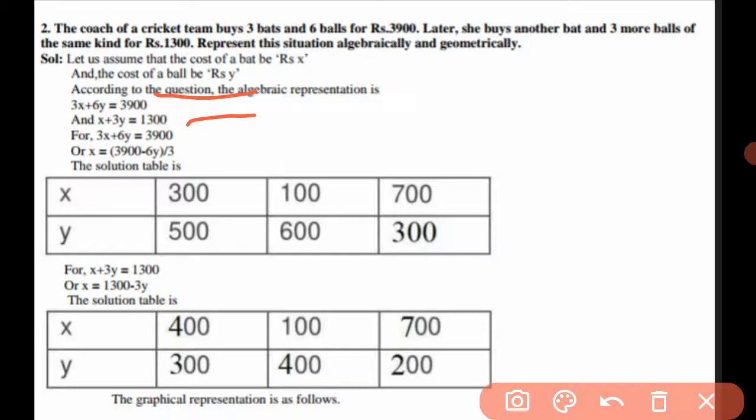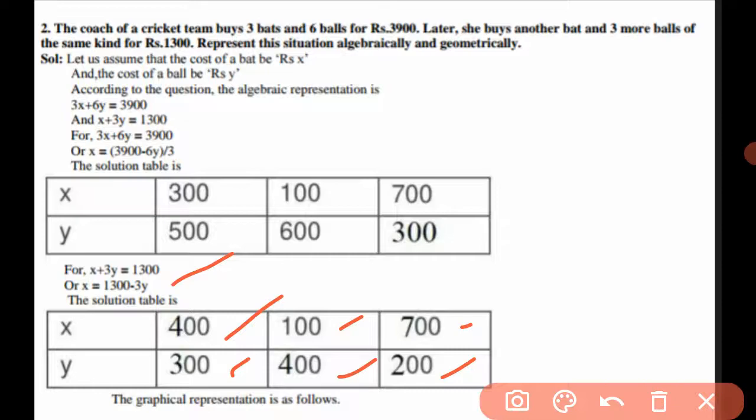Now with the help of these two equations we can make two tables. From the first table, when x equals 300, y will be 500; when x equals 100, y will be 600; when x equals 700, y will be 300. Similarly, for the second equation, when x equals 400, y will be 300; when x equals 100, y will be 400; and when x equals 700, y will be 200.